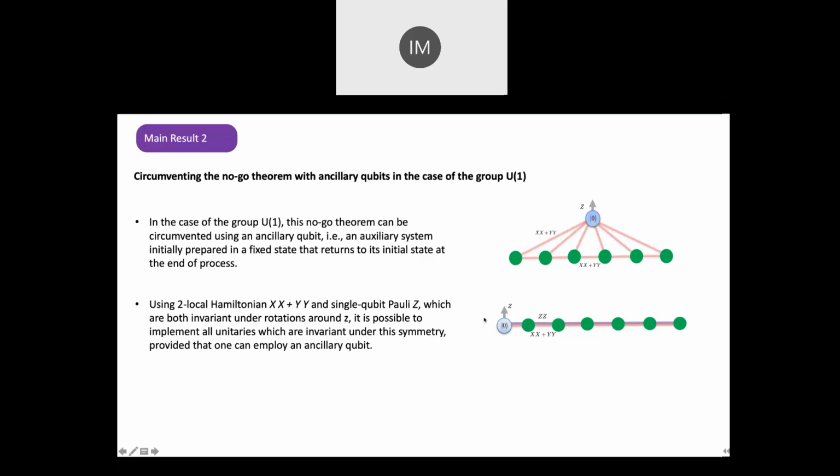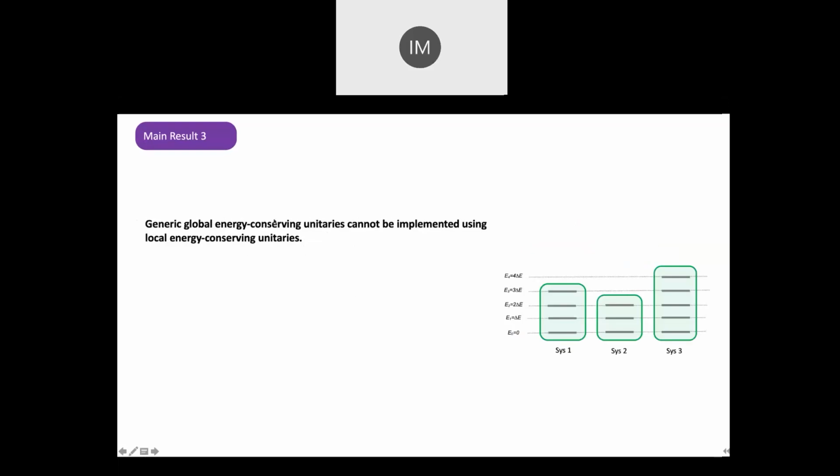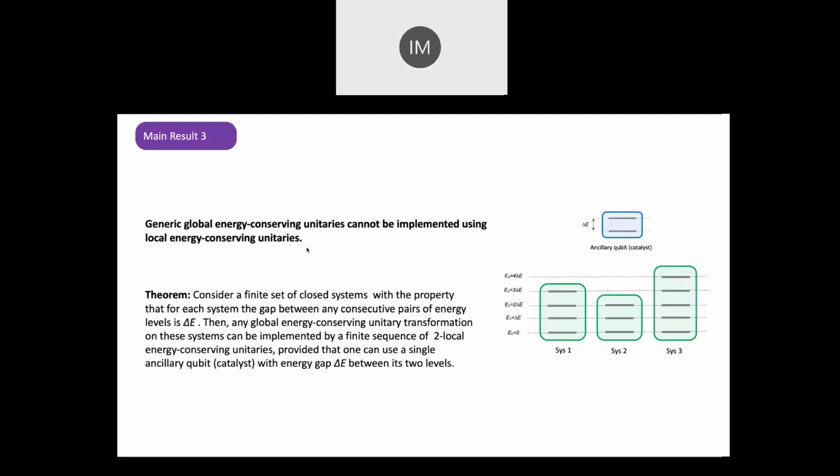Now this was about U(1) symmetry. U(1) symmetry is closely related to energy conservation for systems whose Hamiltonians have equidistant energy gaps or energy levels, and so the no-go theorem implies that generic global energy-conserving unitaries cannot be implemented using local energy-conserving unitaries. But we can circumvent this using a single ancillary qubit again.